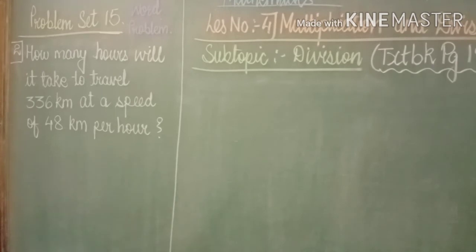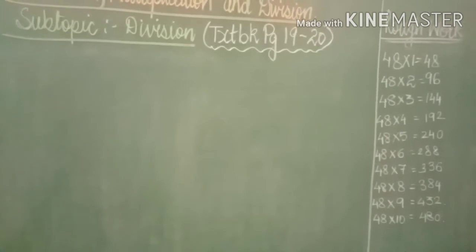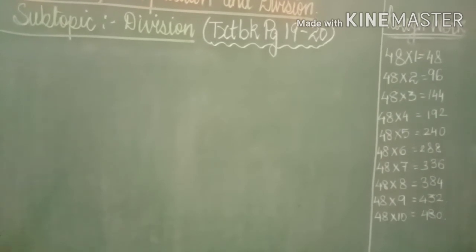And they have asked how many hours it will take to travel. So we divide 336 by 48 to get the final answer, to find out how many hours it will take to travel 336 kilometers at a speed of 48 kilometers per hour. Now students, I have already written the table of 48. Now what are we going to do in this word problem?